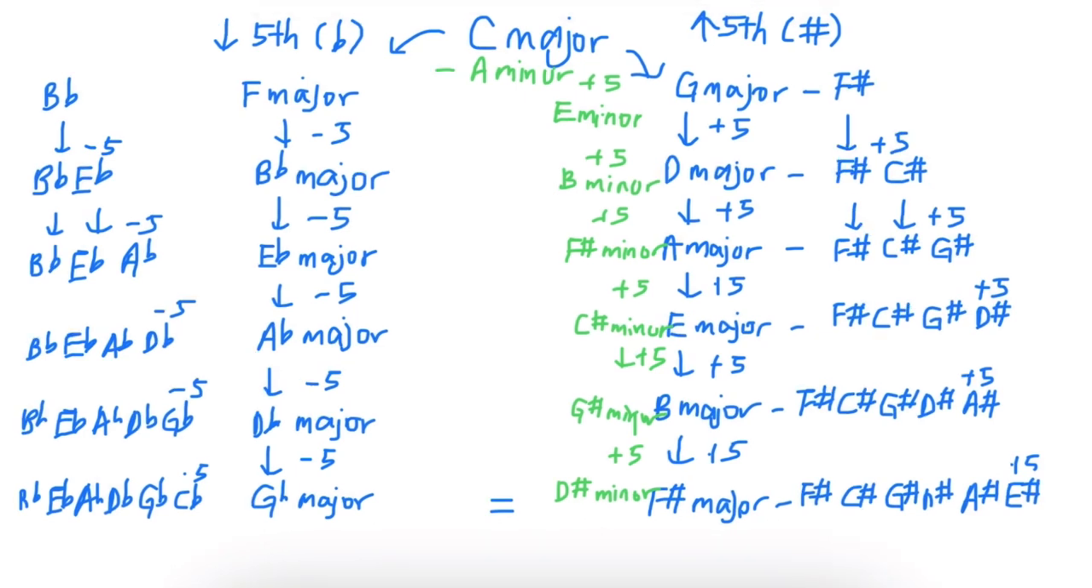For flat keys, we go down a fifth from A minor and we'll get D minor, which has 1 flat. Go down another fifth is G minor, which has 2 flats. And go down another fifth is C minor, which has 3 flats. And then F minor, which has 4 flats.